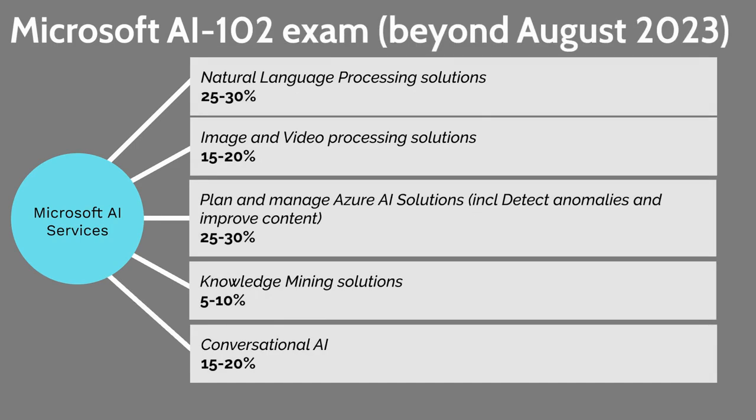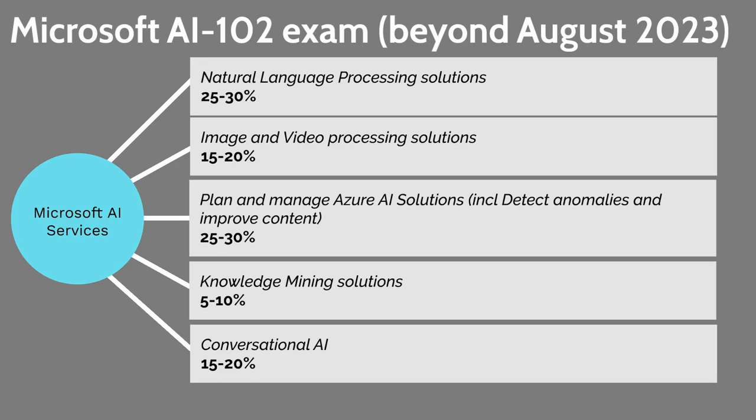Now we look at the exam itself and compare it to the suite of services. So if you look at the natural language processing solutions, it will constitute the majority of the questions, and anywhere between 25 to 30% questions will be from this topic. Next up, the largest chunk is plan and manage Azure AI Solution. So in this topic, we will look at how you will deploy the service, how you will consume the service, how you will integrate security into this solution, how you will manage the cost, and various other aspects.